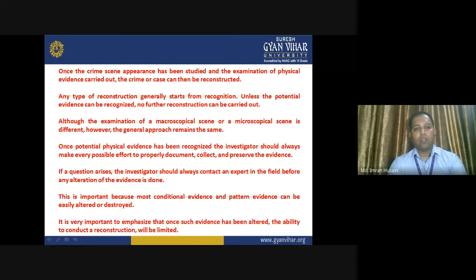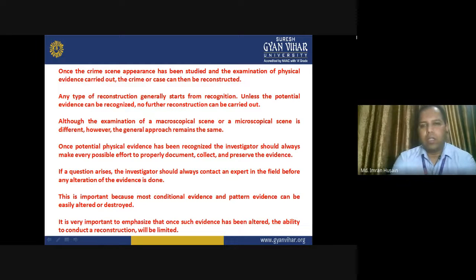Although the examination of a macroscopic scene or a microscopic scene is different, the general approach remains the same. So the thing arises when you are analyzing the place of crime in a very macroscopic manner, just observing things superficially, and when you are observing things in extensive detail, then also they play a lot of role in your forensic investigation.